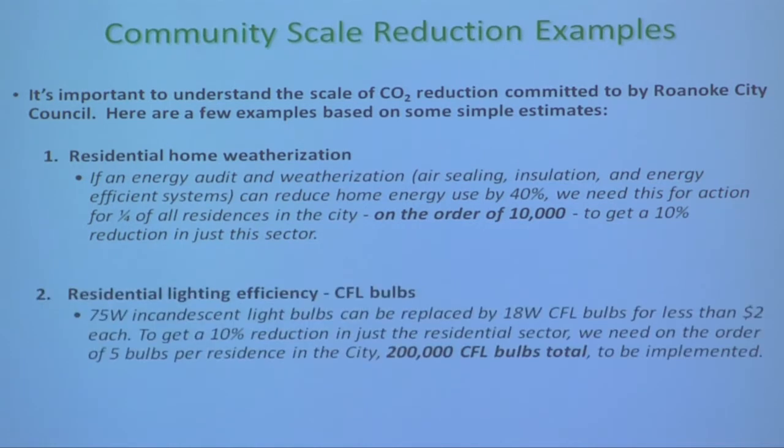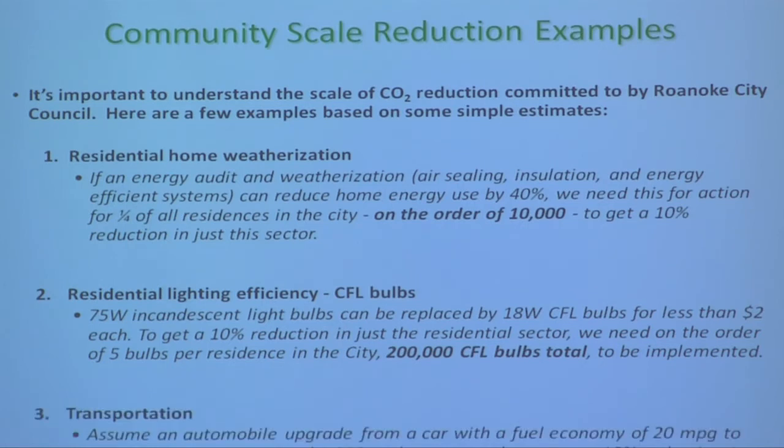How about CFLs, these curlicue lights? Huge energy savings. A 75-watt regular bulb can be reduced 75% roughly to 18 watts for less than $2. So this is a huge savings. Okay? If we want 10% reduction in emissions just from bulbs, we need 5 per household. We need to buy 200,000 CFLs. So this gives you a sense of how big of a scale this is.